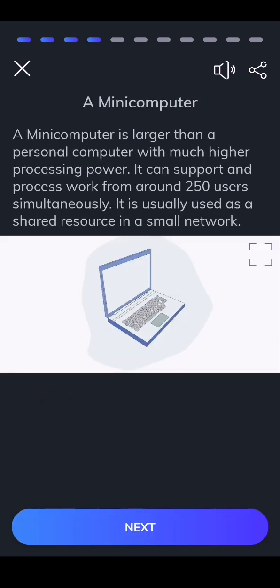A mini computer is larger than a personal computer with much higher processing power. It can support and process work from around 250 users simultaneously. It is usually used as a shared resource in a small network.